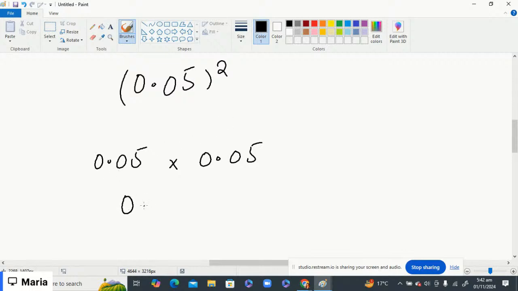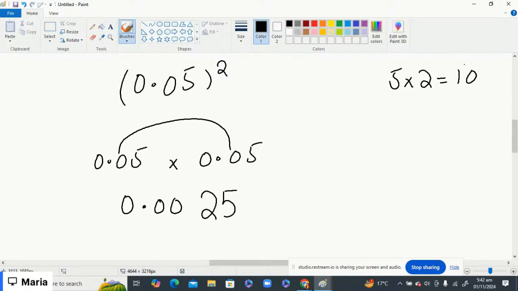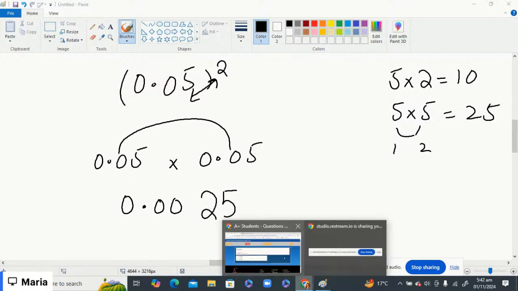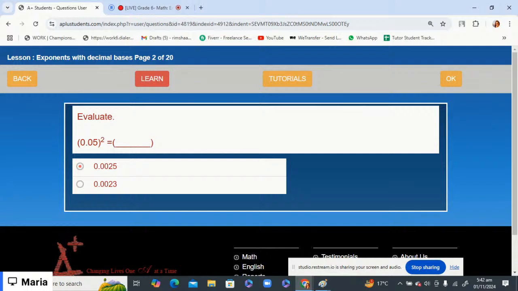So 0 is the same position. This is 1 zero, this is second. So putting two zeros here, multiplying 5 with the 5. What's the answer for that? 5 times 5 is 25. Okay, it's not like you are multiplying 5 times 2 and that is a 10. Look, just not multiplying this with 2, it means that 5 is multiplied with the 5 how many times? 2 times, like 1 and 2. So this is 25. Okay, so that is here the first option. Let's go with it.